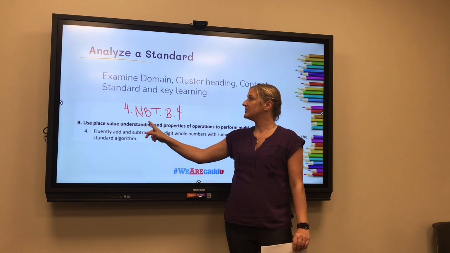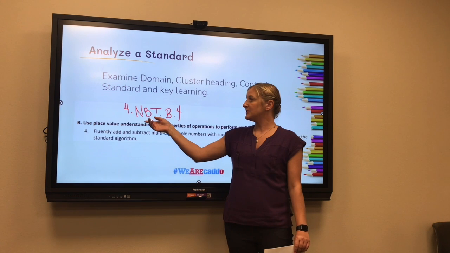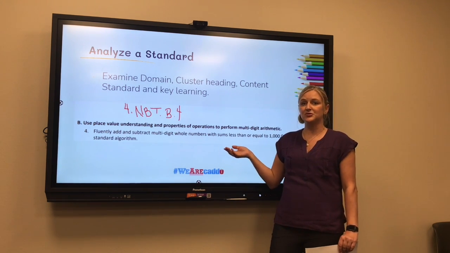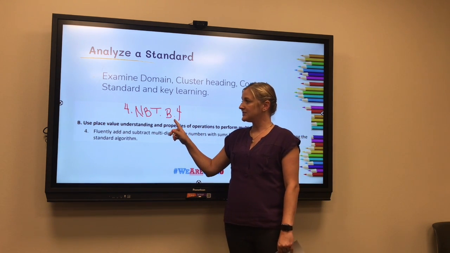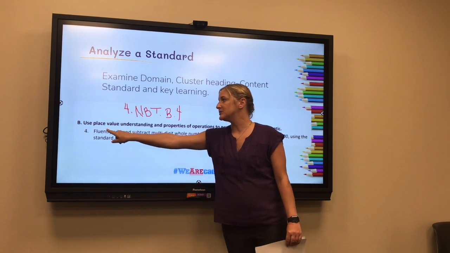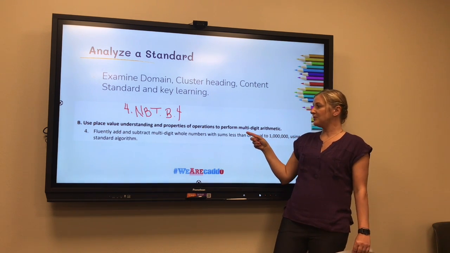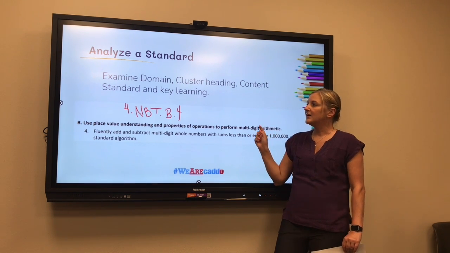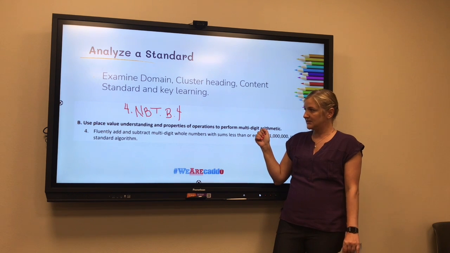The second coding tells us our domain. The domain here is numbers and base 10 operations, and I'll show you that when we get to our companion document. The B coding tells us the cluster, and you see here the cluster heading snipped. Use place value understanding and properties of operations to perform multi-digit arithmetic. A cluster is a small set of standards that are highly connected.